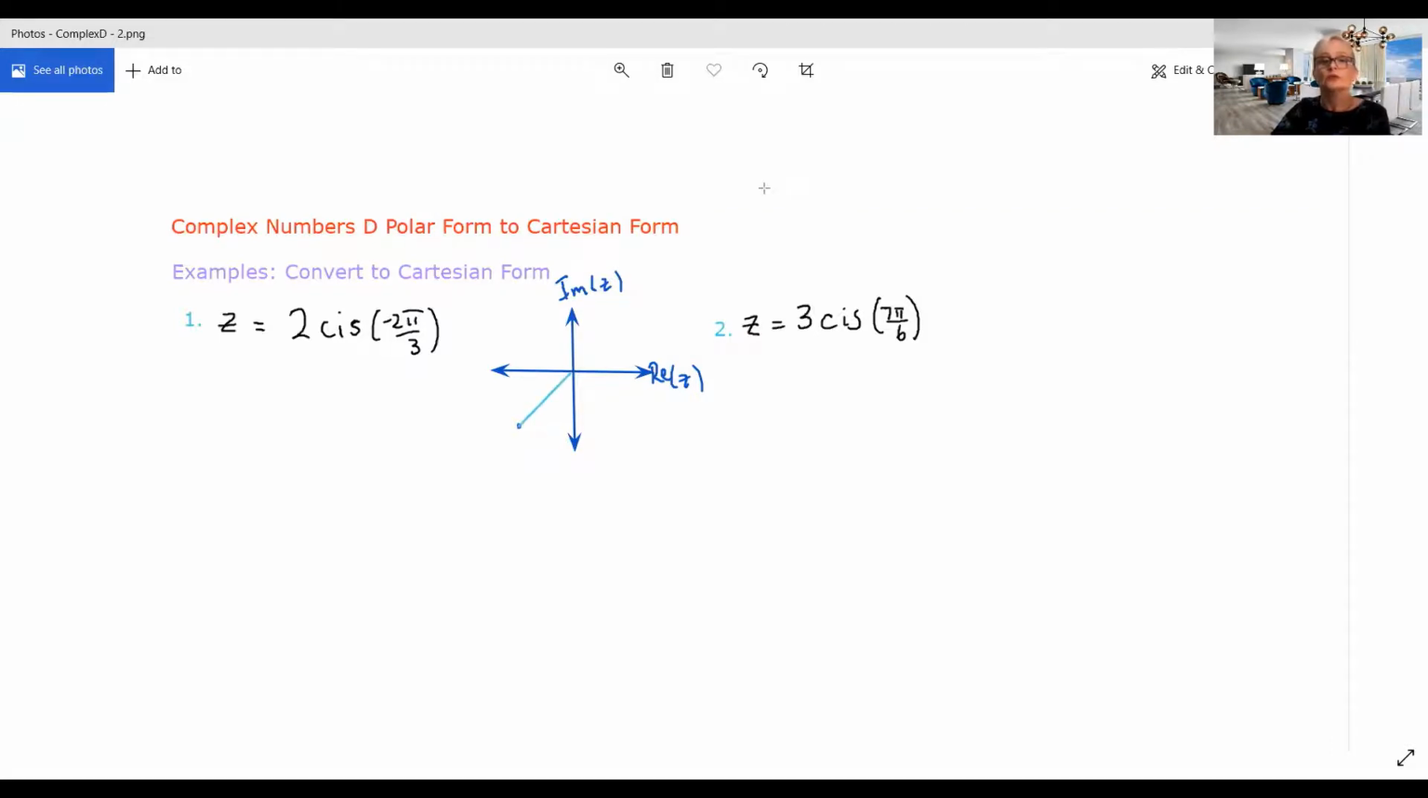So what we're interested in finding out, of course, we know that this length here is 2, and we know that this angle here is 2 pi on 3. What we're aiming to do is to find, if you like, the x and y values of this point. We're trying to find the real part and the imaginary part.